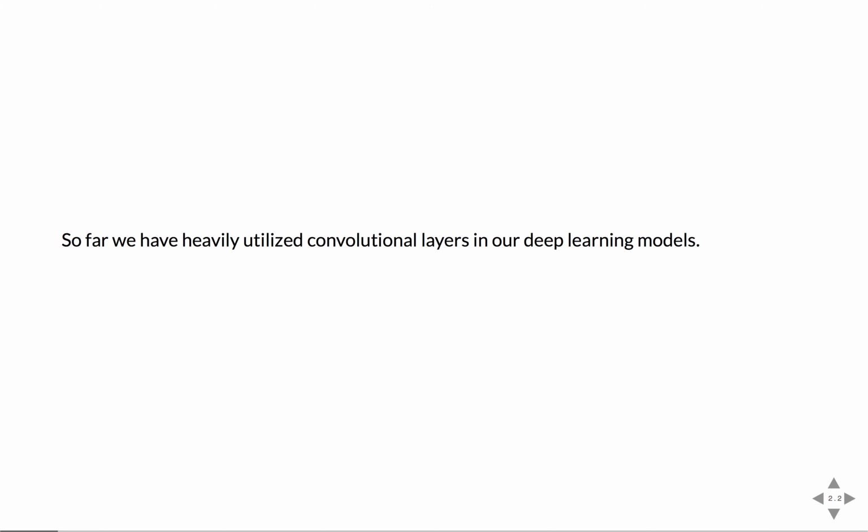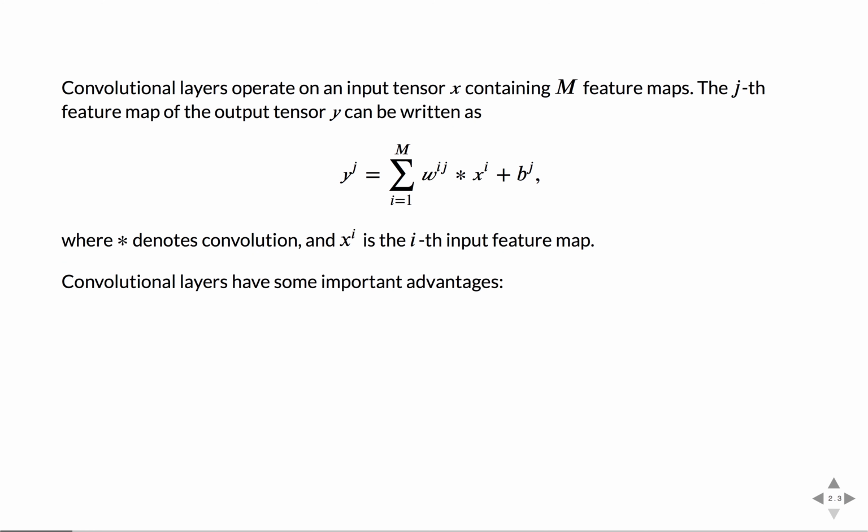Okay, so in most of our models so far, we use these convolutional layers, which were defined like these. If you remember, they operate on tensors containing multiple feature maps, and they produce output feature maps, which are convolutions between different filters and different feature maps. So every output feature map is a function of all the input feature maps.